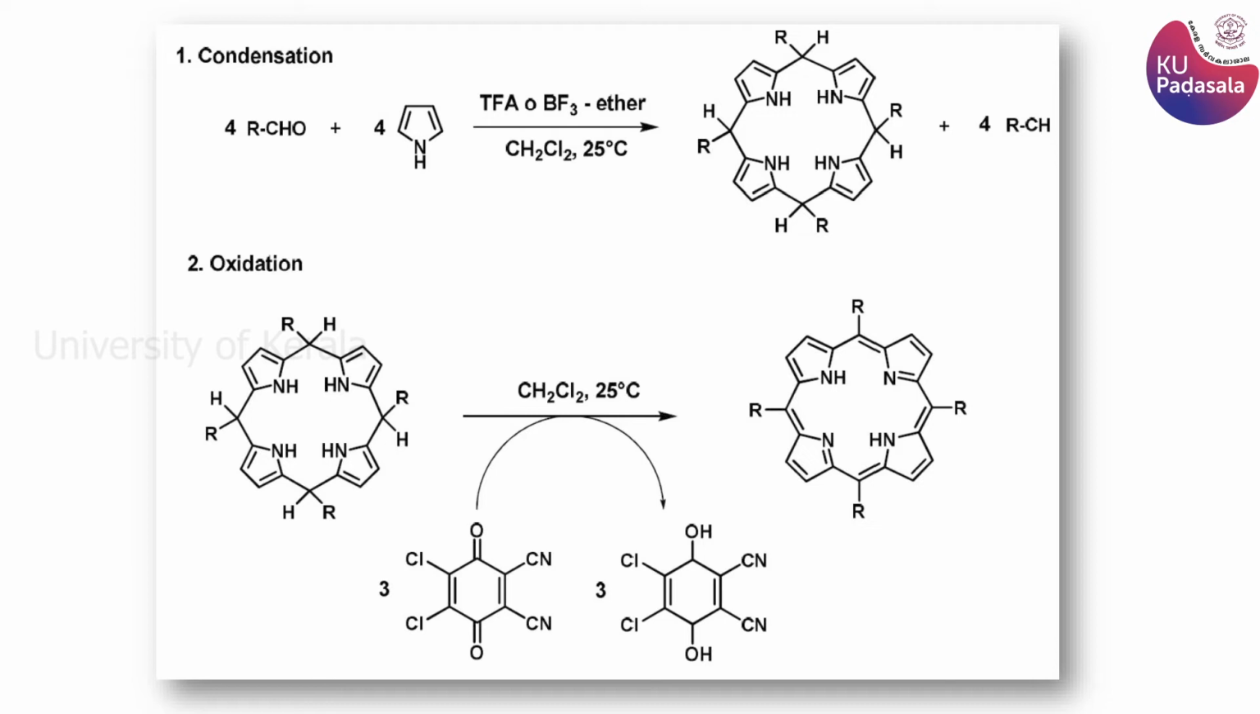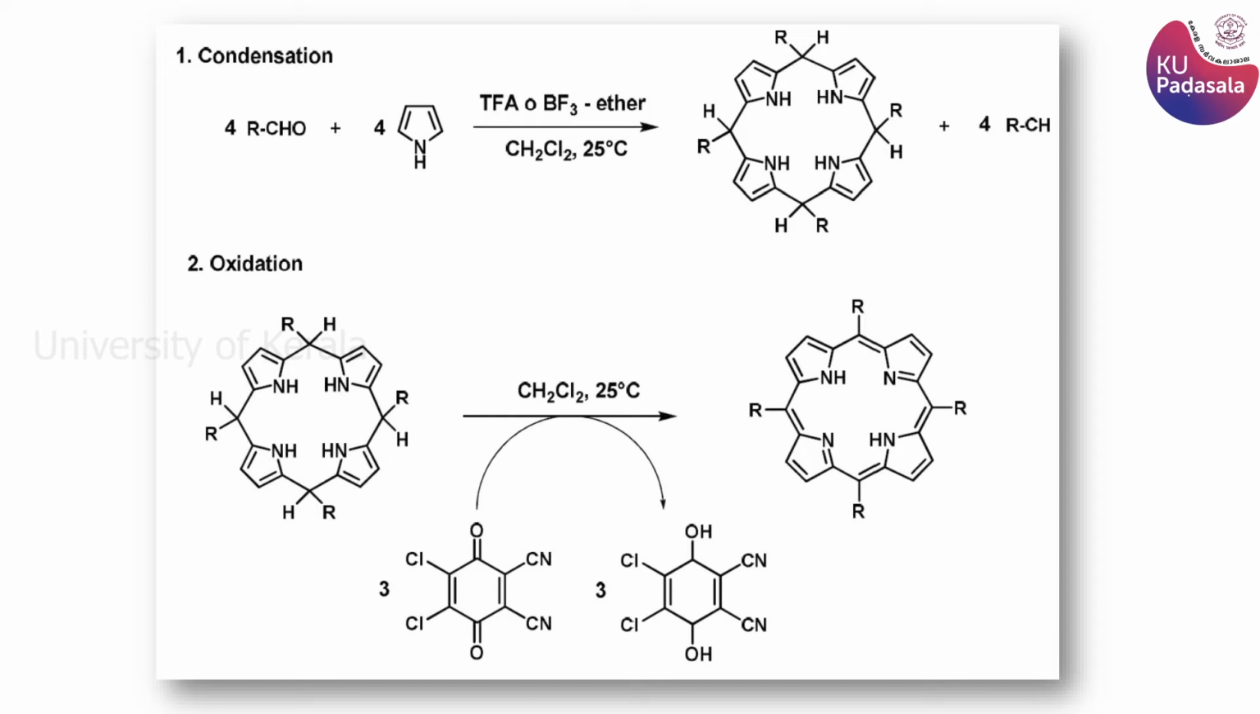In the case of Fischer's synthesis, he used only pyrrole and acid at high temperature, and he was able to make the porphyrin ring. But the yield was very low. In the modern synthesis, it has been advanced very much.